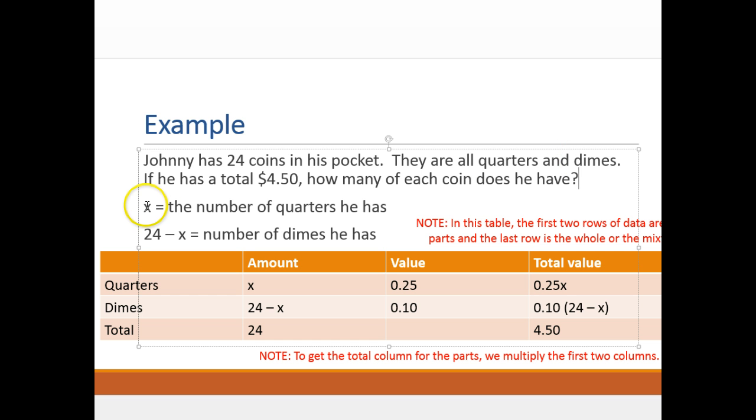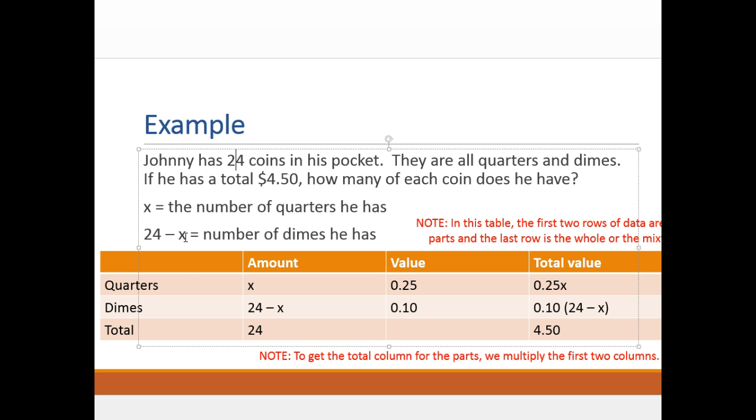So we want to let x be one of them. So I'll let x be the number of quarters. Well, I don't know how many dimes he has, but this is a classic example because a lot of times in these problems, we don't know the pieces, but we know the whole. We know there's 24 total coins in his pocket. So if x of them are quarters, that means the rest of them have to be dimes, or 24 minus x.